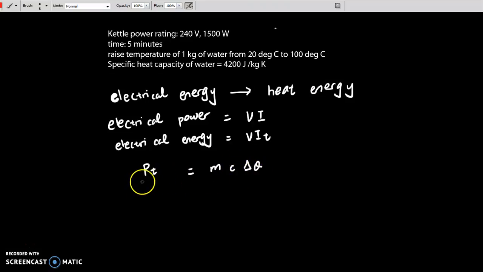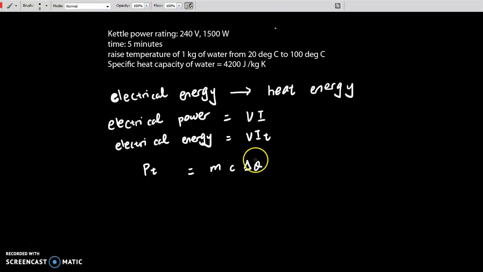Power is known, time is in minutes, so you have to convert this to seconds. Mass is in kg, 1 kg of water. C, the specific heat capacity of water, is 4200 joules per kg Kelvin. And the change of temperature is from 20 degrees Celsius to 100 degrees Celsius. One thing you notice is that P, T, m, c, delta theta are all given.